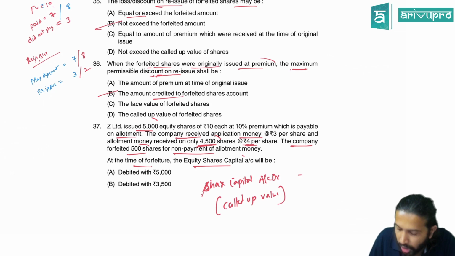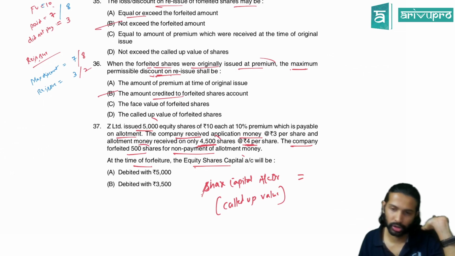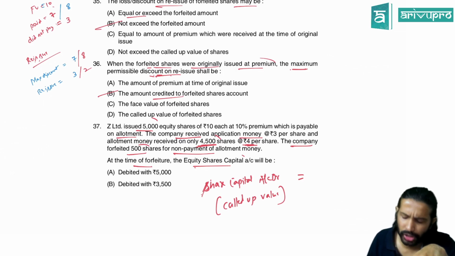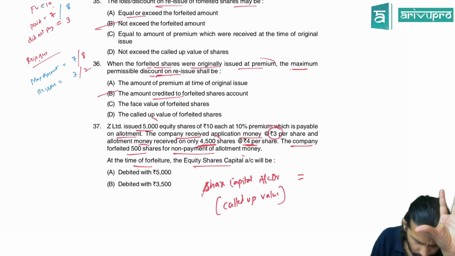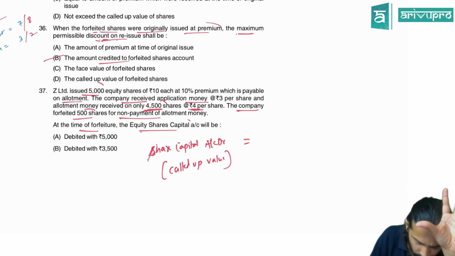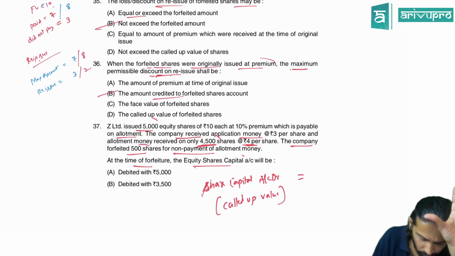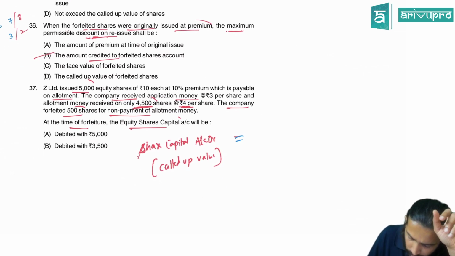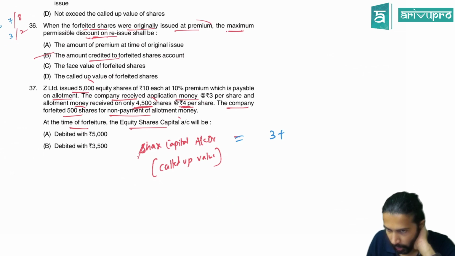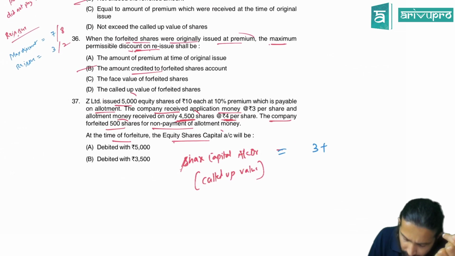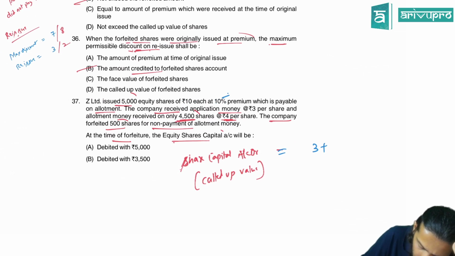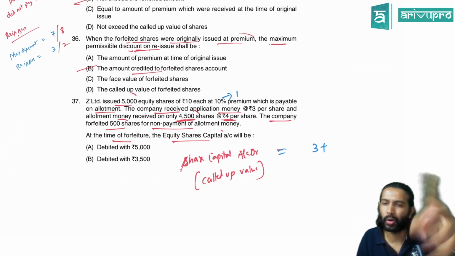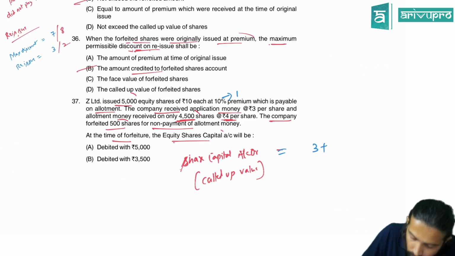Called up value means all the money the company has asked the shareholders to pay. What money has the company asked the shareholders to pay? Company has asked application money. So I'll directly write the answer here: 3 rupees application money they have asked. Have they asked allotment money? Yes. How much is allotment money? 4. But hang on. These shares are given at 10% premium, no? Can you tell me how much is premium here? Calculate 10%. Because premium, discount, all this is applied on the face value. So the premium is how much?